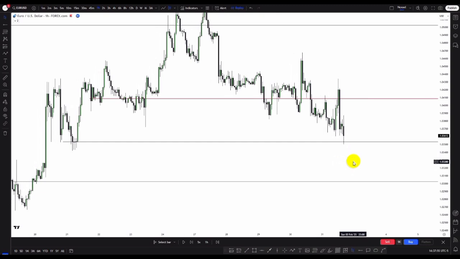I posted that in the free Telegram channel, but what happened was price did not return to our entry level to activate us in the bull movement to the upside.